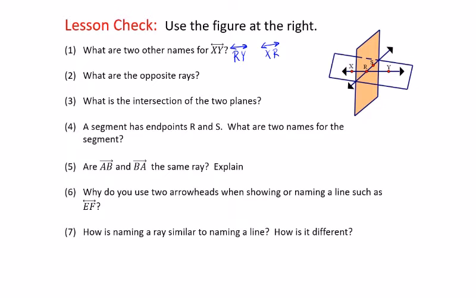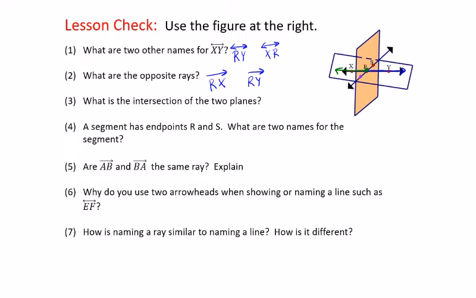Based on just the picture alone, if we just use the points that are given, we really only have two opposite rays. So see if you can figure those out. If you said RY, go in that direction, and then RX, go in the other direction, that would be the correct answer if we're just using the points that are given. So RX and RY.